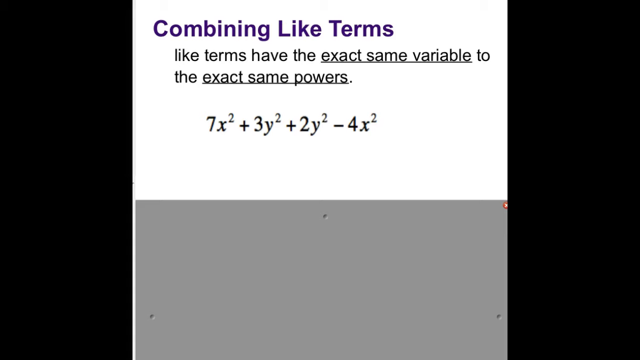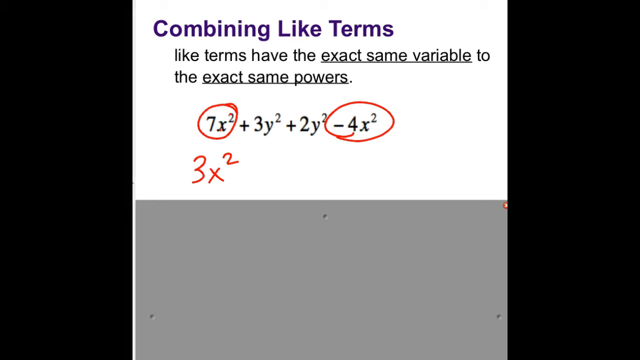I start by looking at a variable, and the very first one is an x. This is an x squared, so I'm going to give that a circle. Anything else that just has an x squared, I'm also going to give it a circle. I see that in this last term, -4x squared, and I'm going to associate that negative out in front with it. So those are the only two that are like the x squared, so I can combine them. You take their coefficients and you perform the operation that occurs. So 7 minus 4, you get 3x squared.